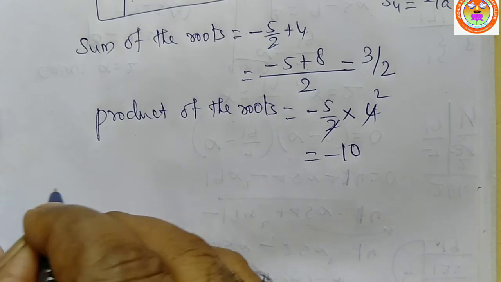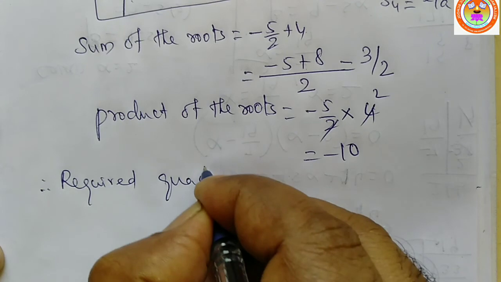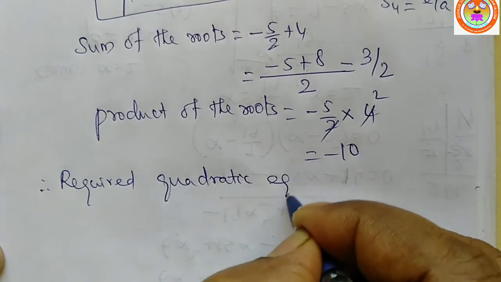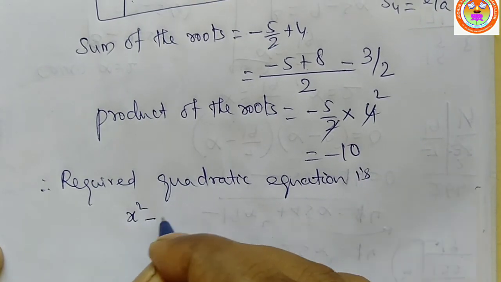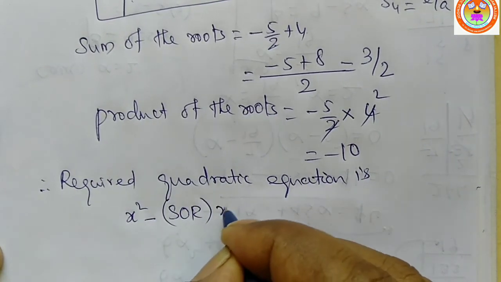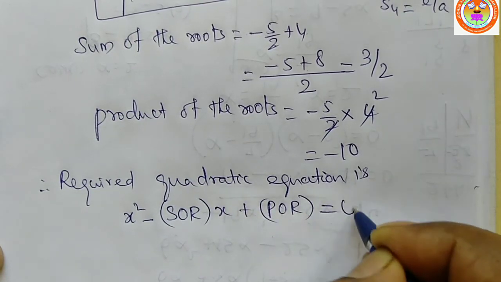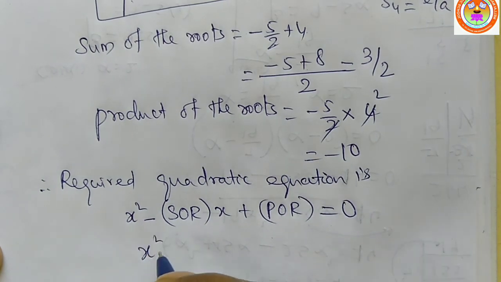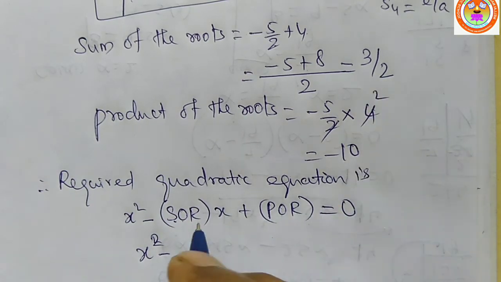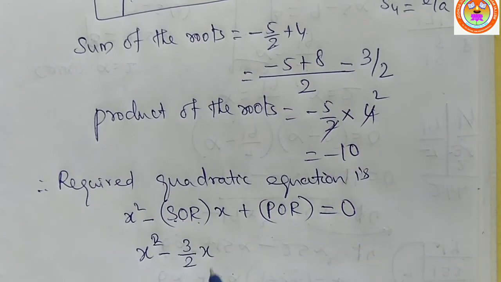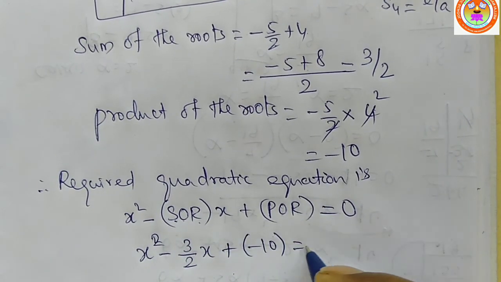Therefore the required quadratic equation is x square minus sum of the roots into x plus product of the roots is equal to 0. That is x square minus the sum of the roots, that is 3 by 2 into x, plus the product, that is minus 10, which is equal to 0.